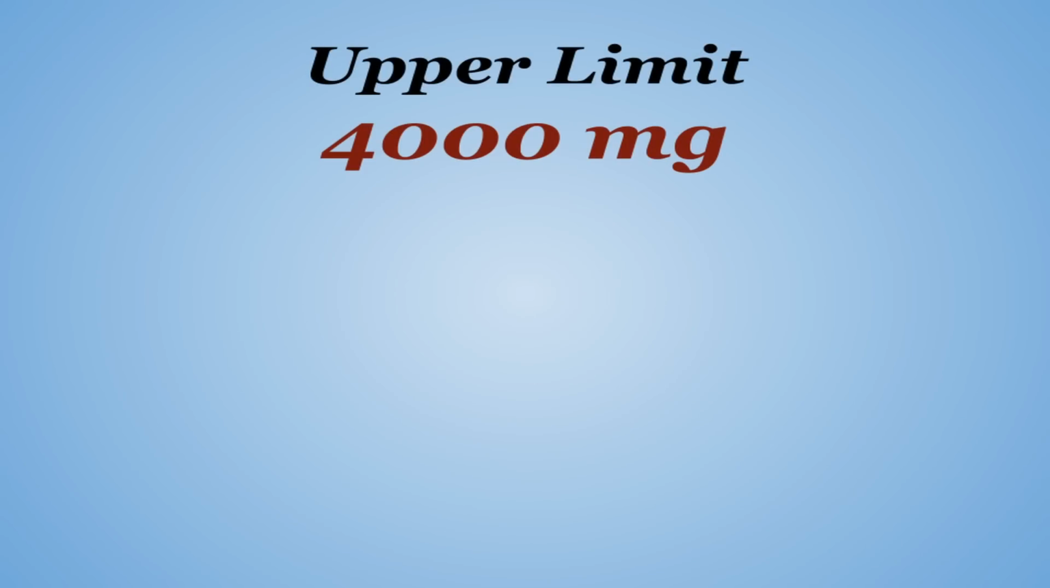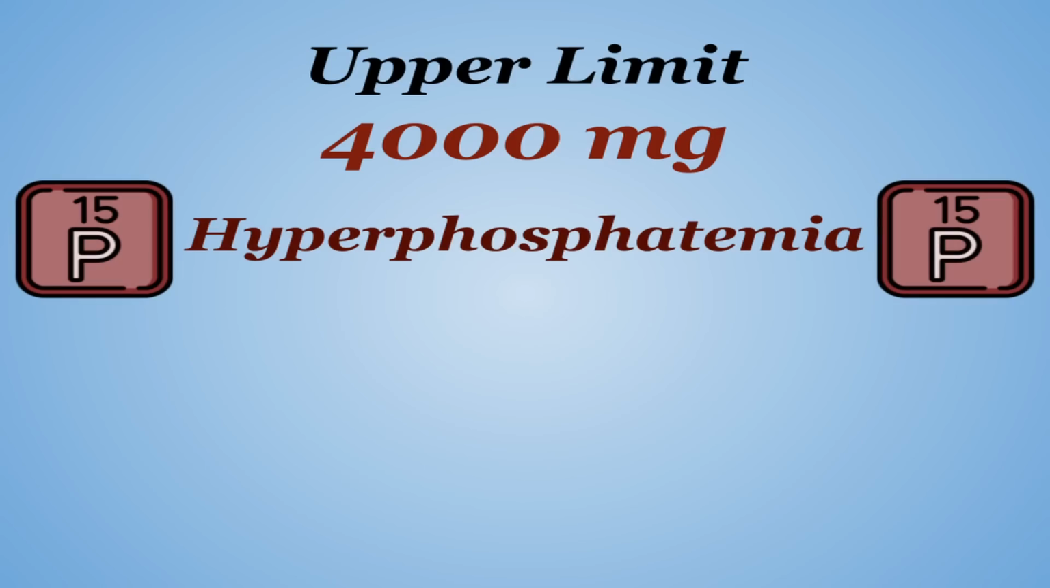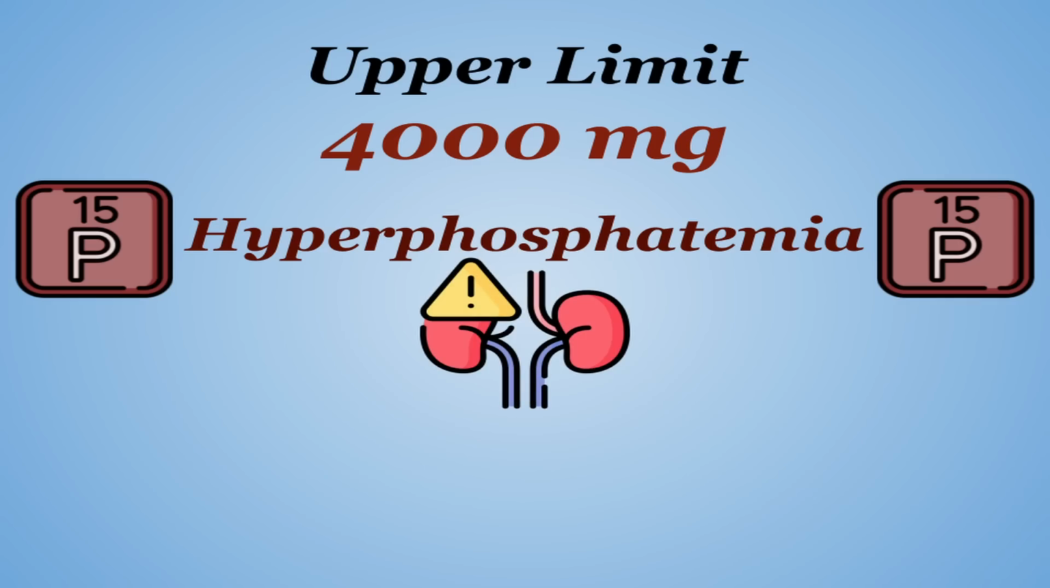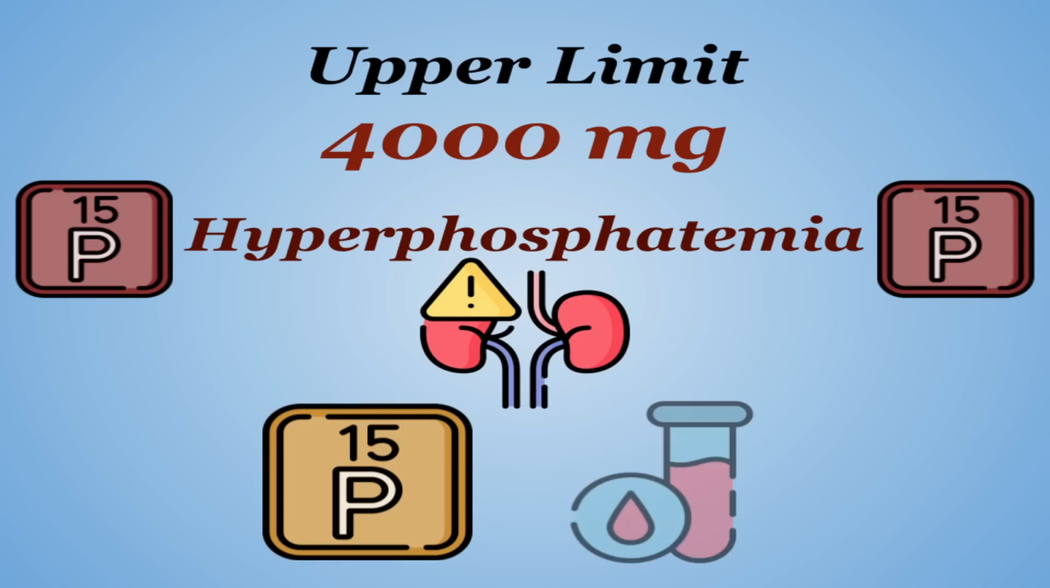The daily upper limit of phosphorus is 4,000 milligrams, and having too much phosphorus, hyperphosphatemia, isn't extremely rare either. It usually occurs alongside some kind of chronic kidney disease. If you have any concerns with all of this, the best way to measure your phosphorus levels is with a blood test. And finally, the last stretch, let's talk about good sources of phosphorus.